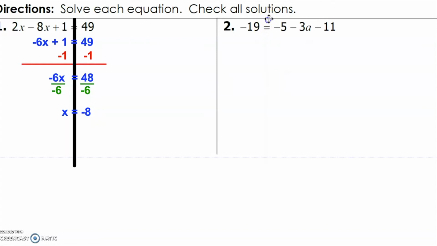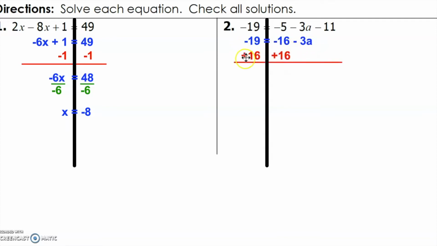Here, split that equal sign. I notice on the left there's nothing to combine with the negative 19, but on the right hand side I notice that the negative 5 and negative 11 can combine. Negative 5 minus 11 becomes a negative 16. Then I can add 16 to both sides and be left with negative 3 equals negative 3a. Notice how I brought down that subtraction as a negative in front of that 3.